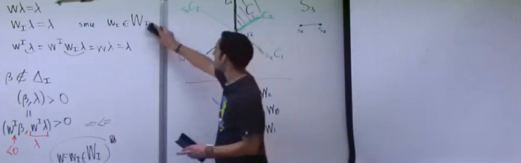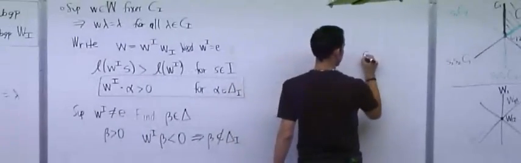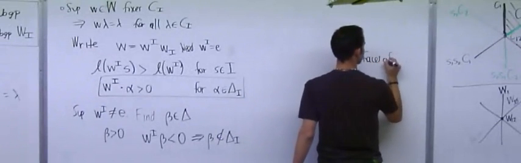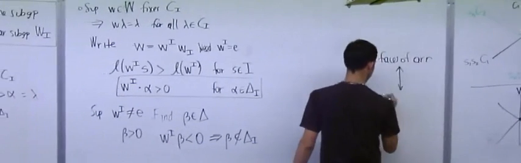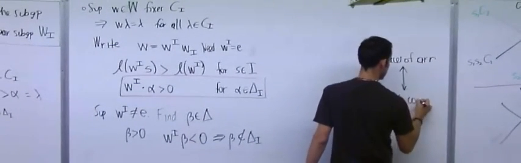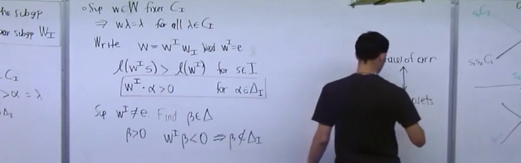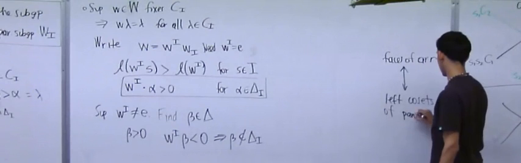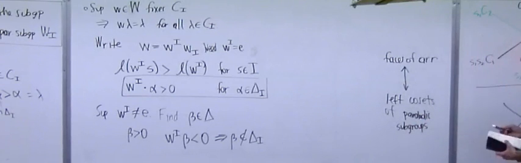So I think that deserves to be written down. So the faces of the arrangement correspond to the left cosets of my parabolic subgroups. Okay.